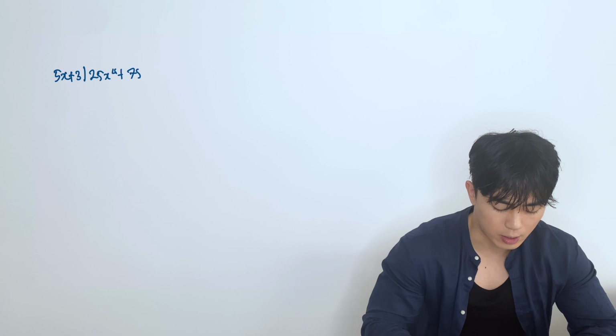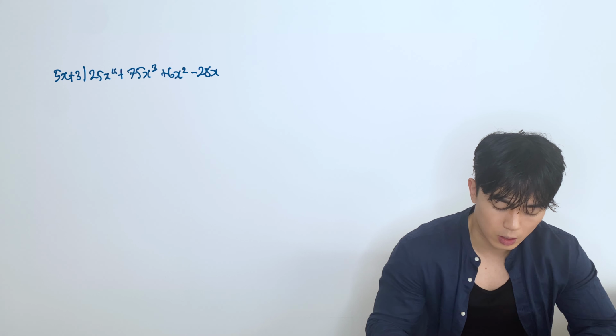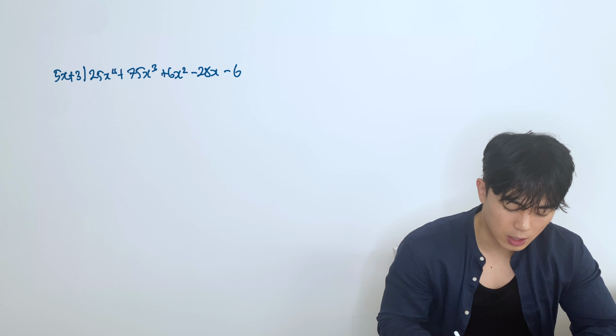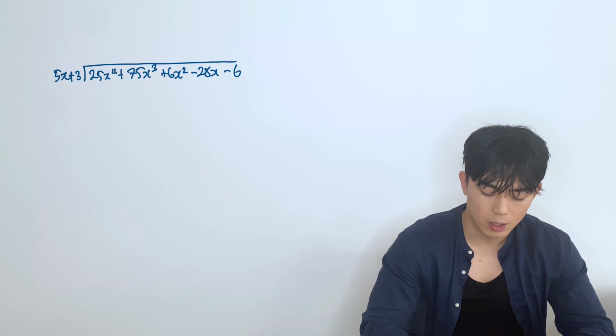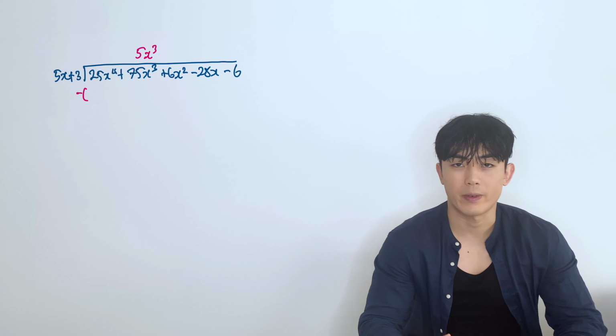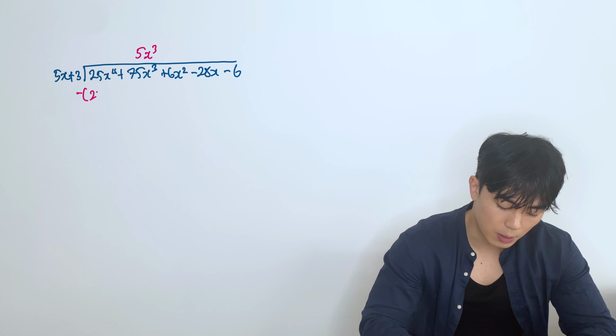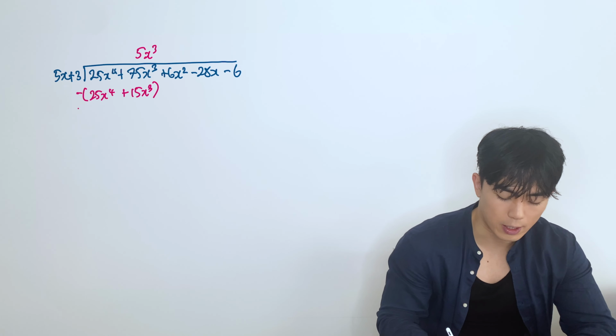Let's try 5x plus 3, and then we have 25x to the power 4 plus 75x cubed plus 6x squared minus 28x plus, let's do minus 6. So this is a bit longer, but the process still stands. So first things first, 25x to the power 4 divided by 5x is 5x cubed. So I'm going to write that in the cubic column, minus open bracket, multiply 5x cubed to each term. So we get 25x to the power 4, plus 5 times 3 is 15x cubed, close bracket, and then subtract.